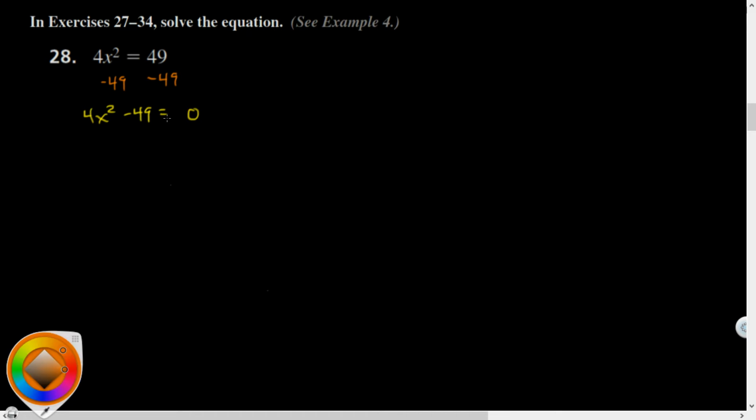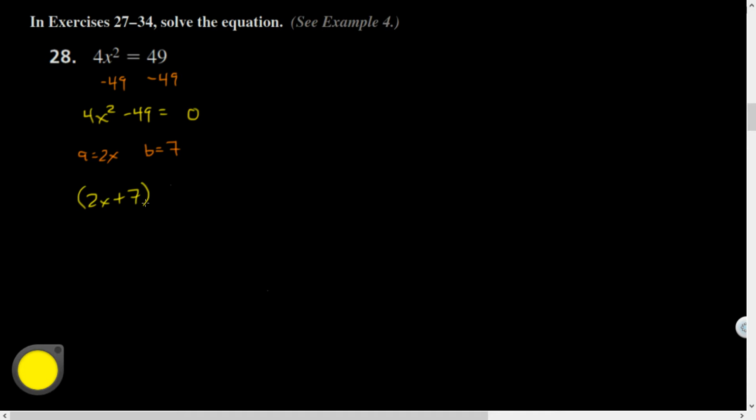So let's see. Difference of perfect squares. So A is 2x. The square root of 49 is 7. Actually, no, I don't even worry about that, because the plus or minus is going to take care of it anyway. I would recommend writing the minus 49, because you need the difference for the difference of squares pattern. I would write it in standard form, with a positive leading coefficient.